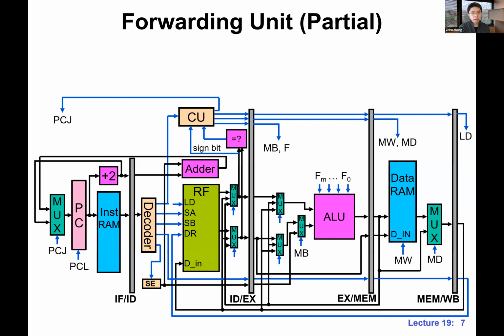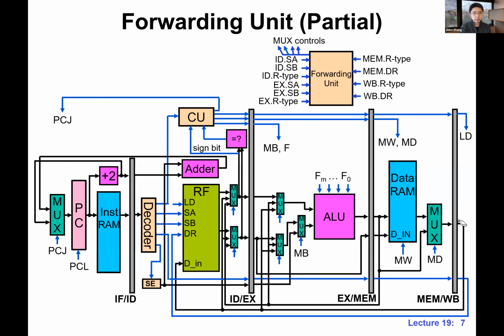Okay, but we need to detect when do we enable or activate this sort of a backward path, this sort of a forwarding path like this. So when do we exactly enable this? What do we check? What information do we need? This is where we need to introduce this so-called forwarding unit. This is also sort of a control unit.